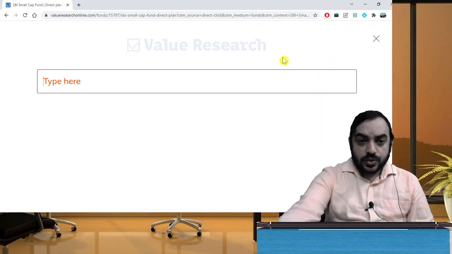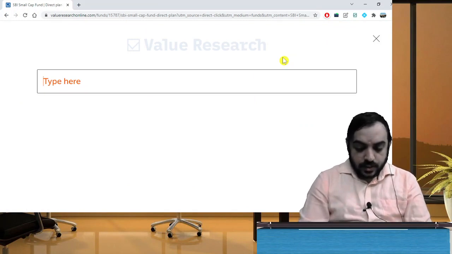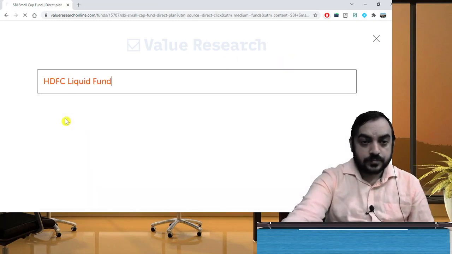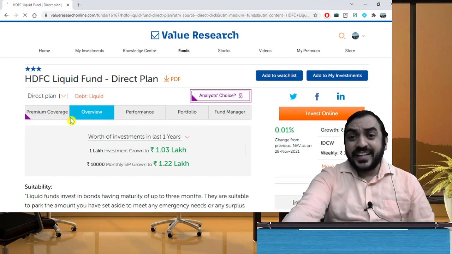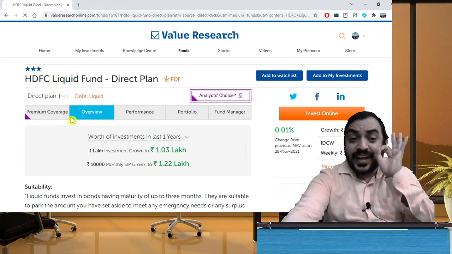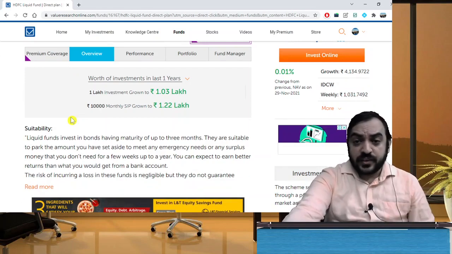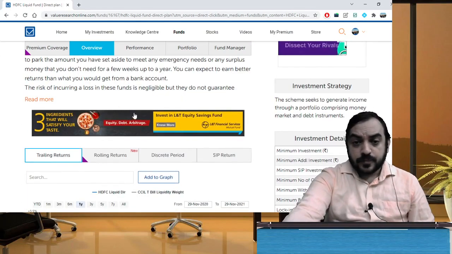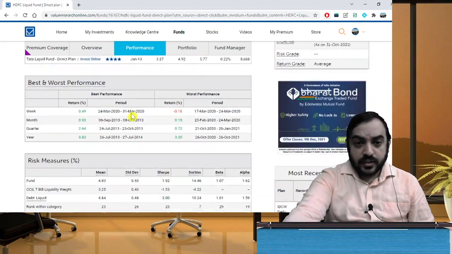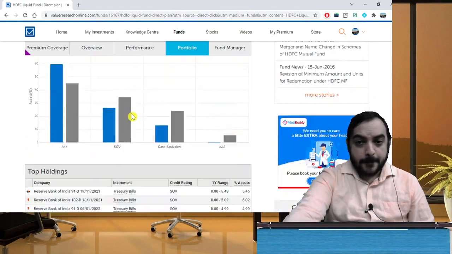Okay, I'll just show. Let's say HDFC Liquid Fund. They are debt instruments. Why debt instruments? They don't invest in equity. They invest only in debt instruments. Which type of instruments? I think the definition is not given here directly.